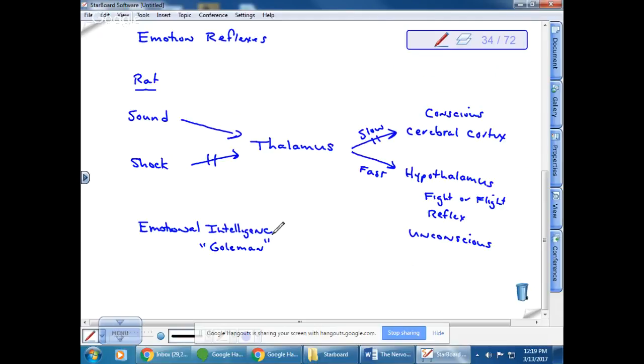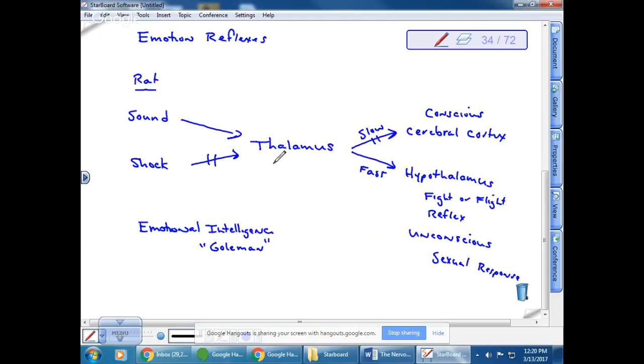So the thing about the hypothalamus is it doesn't just regulate fight or flight, but it also regulates sexual responses, right? So if you put sexual response in here, you can see that sometimes we are kind of hardwired to respond in a certain way to sexual imagery, right? Because that's what we are. I mean, we're sexual creatures.